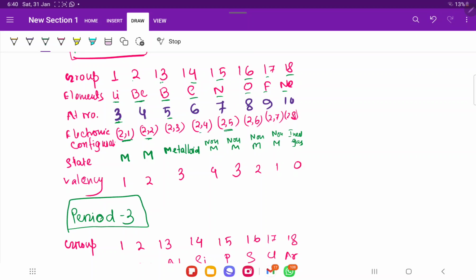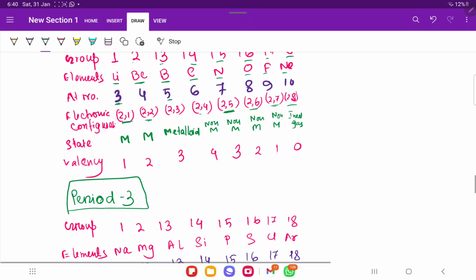In nitrogen it is 7 electrons total, so the configuration will be 2, 5. In oxygen it is 8 electrons, so the configuration will be 2, 6. In fluorine it is 9 electrons, so the configuration is 2, 7. And in neon it is 2 and 8, right?